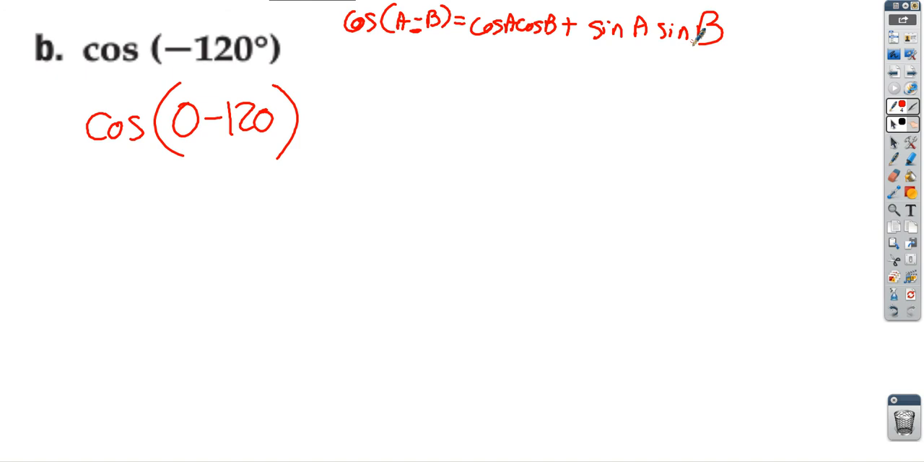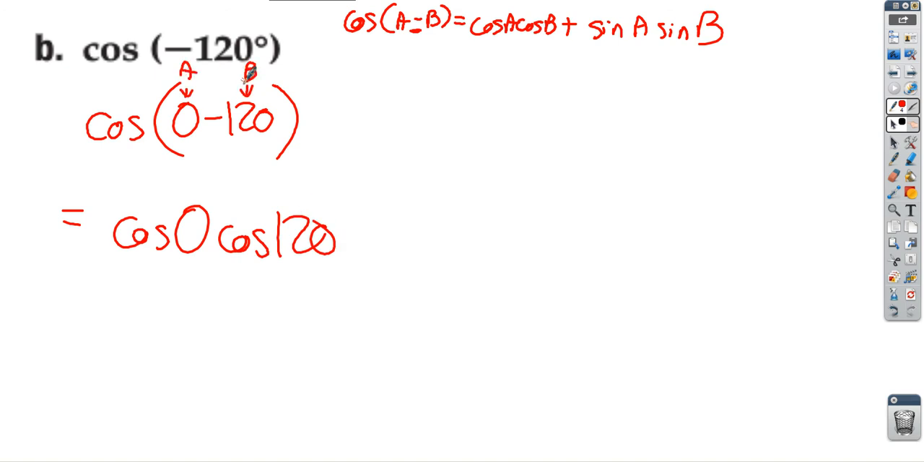Okay, so even though 30, 45, and 60 were our main angles here, we can still make use of this. We'll have cosine 0, cosine 120. Remember, this is our a and this is our b. Plus the sine of 0 times the sine of 120. How does this help us? We can use the unit circle for this.